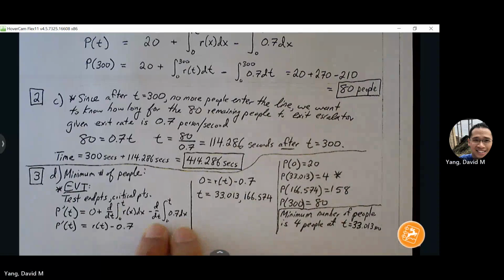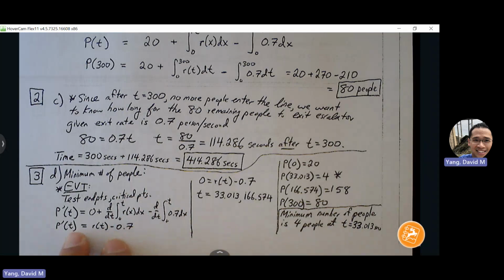Right? Because the integral of 0.7 is sitting at a level above 0.7. The derivative of the integral is going to wipe out. The only thing left is 0.7. So there's my p prime.